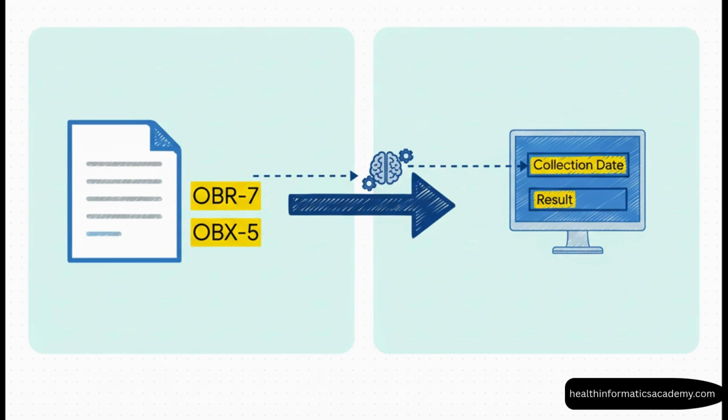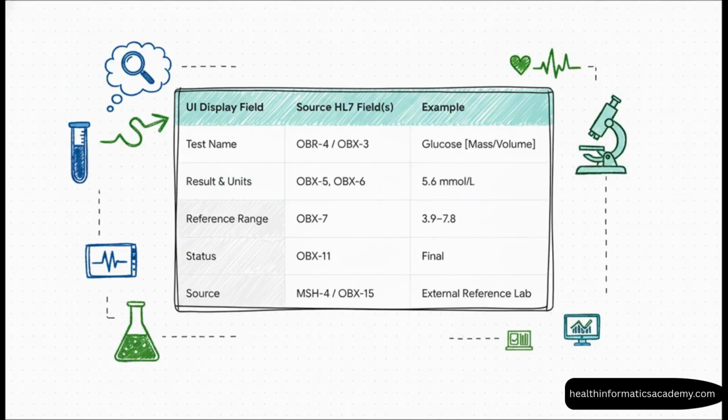This translation from technical code to human-readable information is the core function of a business analyst. And you don't just guess at this, you document every single decision in a UI data dictionary. This thing is your project's source of truth. It traces every piece of information the clinician sees on screen, the test name, the status, the lab source, all the way back to its specific home in the HL7 message. This ensures total clarity and makes the system so much easier to maintain.